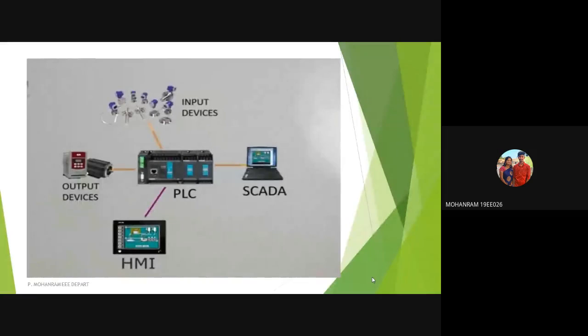See, as I told you, PLCs are connected to HMI, SCADA, input devices, and output devices. Likewise, SCADA gives the information to PLC. If the input is given by the input devices, the information from SCADA and HMI is given to PLC so that it can issue control commands, and the output is given by the output devices. This is the process which I explained in the previous slide.